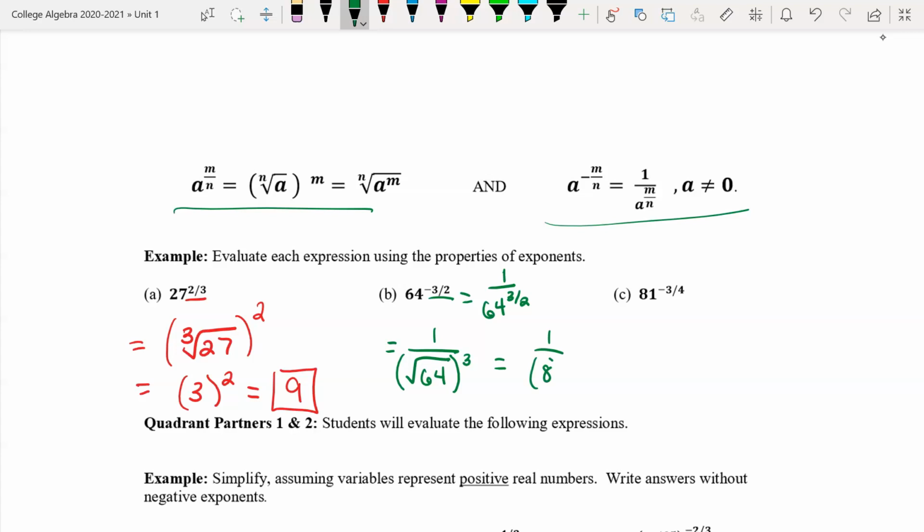Square root of 64 is 8. 8 cubed is 512, so my answer is 1 over 512.